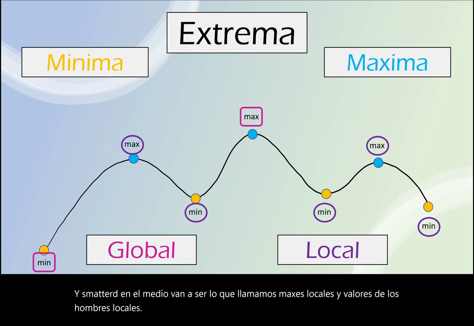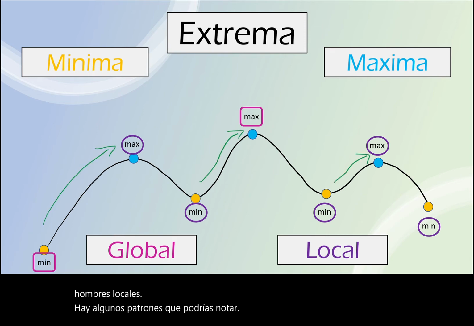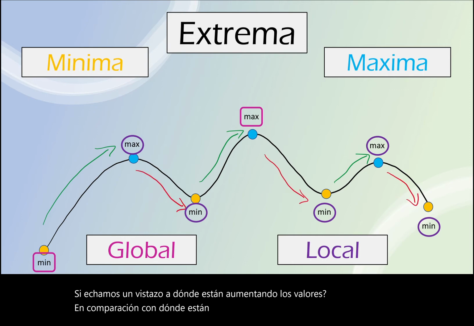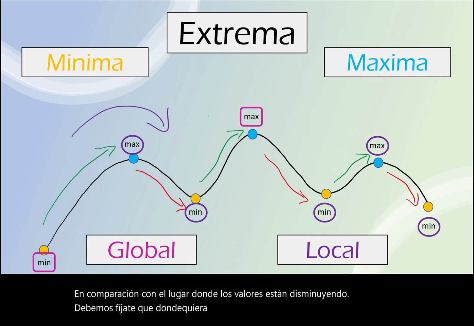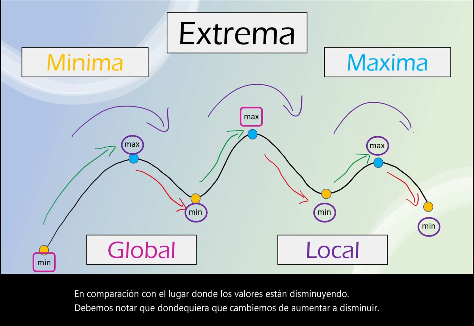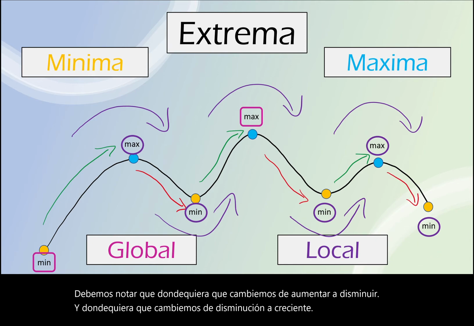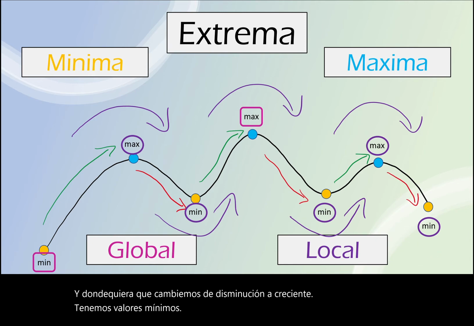There are some patterns you might notice. If we take a look at where our values are increasing compared to where our values are decreasing, we should notice that wherever we change from increasing to decreasing, we have a maximum. And wherever we change from decreasing to increasing, we have minimum values. And on the endpoints, we're going to have to determine: up to that point, was it increasing or decreasing?